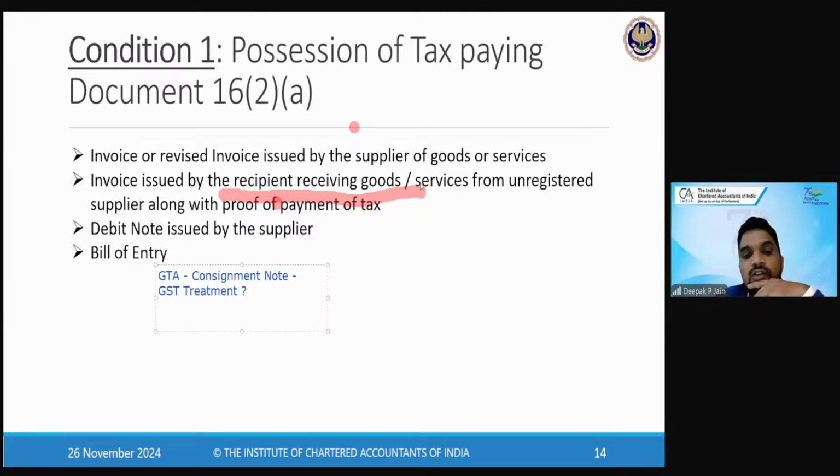Okay. So in my question of GTA, what is the GST treatment, please? So if you purchase any consignment note, the person who pays the freight has to pay the tax. Sir, if a registered person purchases goods from a composition dealer, yes, that is fine. What happens in this case?